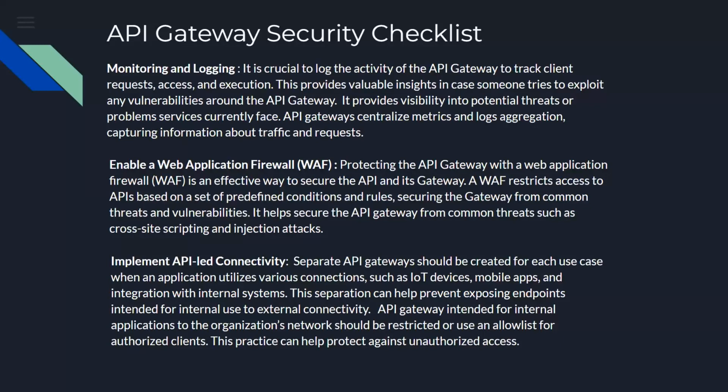Protecting the API gateway with a web application firewall is effective to secure the API and its gateway. A WAF restricts access to APIs based on sets of predefined conditions and rules, securing the API from common threats and vulnerabilities. It helps secure the API gateway from common threats, such as cross-site scripting and injection attacks.